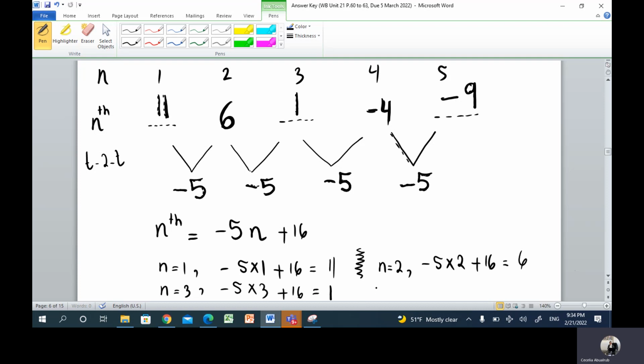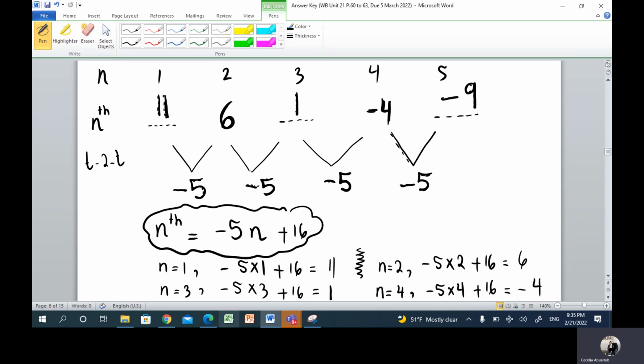So far our answer is correct, which means that the nth term that we found is absolutely correct. If n is equal to 4, then -5 times 4 plus 16. -5 times 4 is -20 plus 16. The answer is -4. So did we get the -4? Which means that the nth term that we found is absolutely correct.